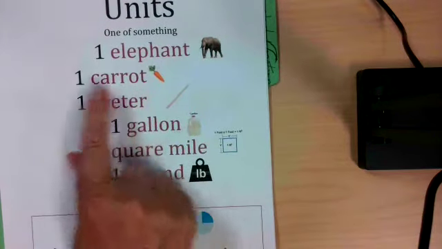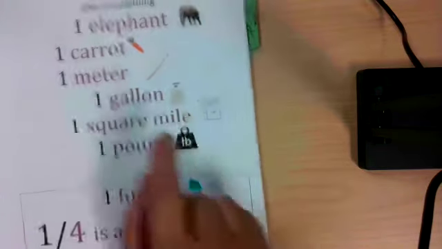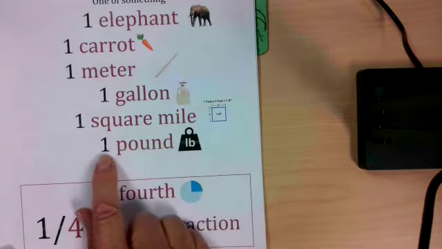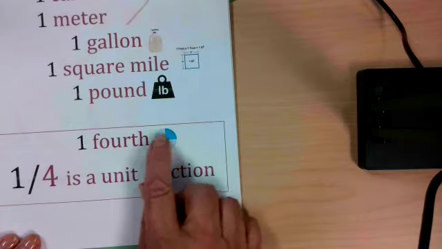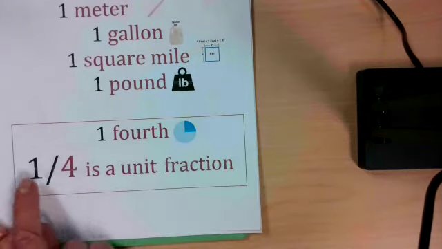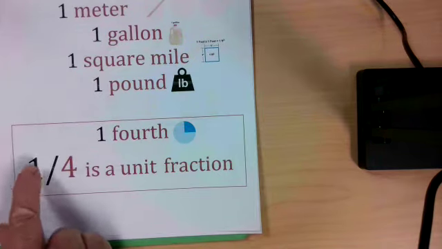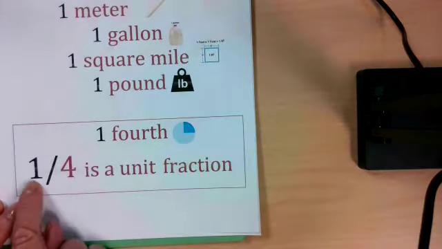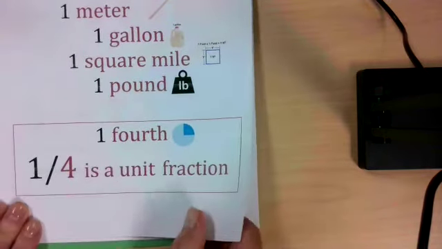If you're counting a bunch of carrots, your unit is 1 carrot. A whole lot of meters, your unit is a meter. Your unit is a gallon. Your unit is a square mile. Your unit is a pound. If this is 1/4, 1 out of 4 pieces to make the whole, and you're counting fourths, 1/4, 2/4, 3/4, 1/4 is your unit fraction. As long as the numerator is 1 and you're talking about just one of them, like here, we're talking about just one of these, 1/4 is your unit fraction. If you're talking about a bunch of fifths, 1/5 is your unit fraction.